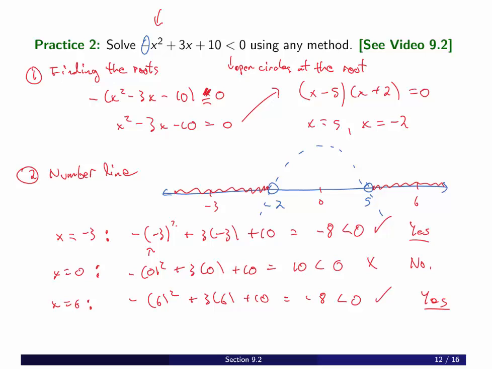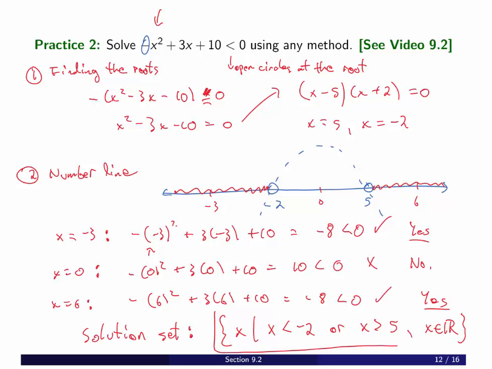Therefore, there's our solution, you guys, on either side. Your solution set will be x such that x is less than -2, or x is greater than 5. And again, x is an element of the real numbers. Okay, that is your solution set. I'll box this off so it's easy to find. So hopefully that made sense.